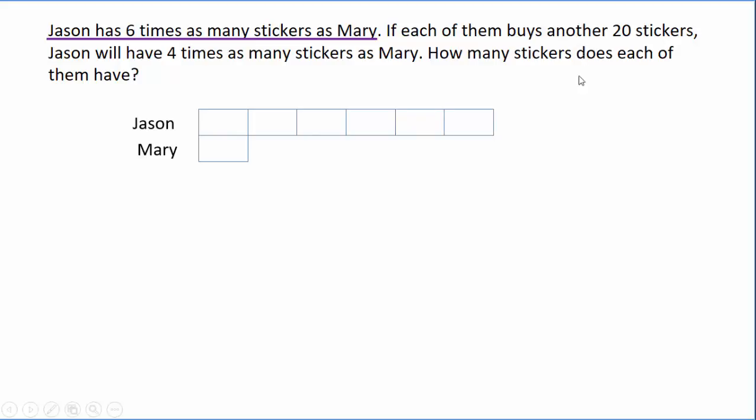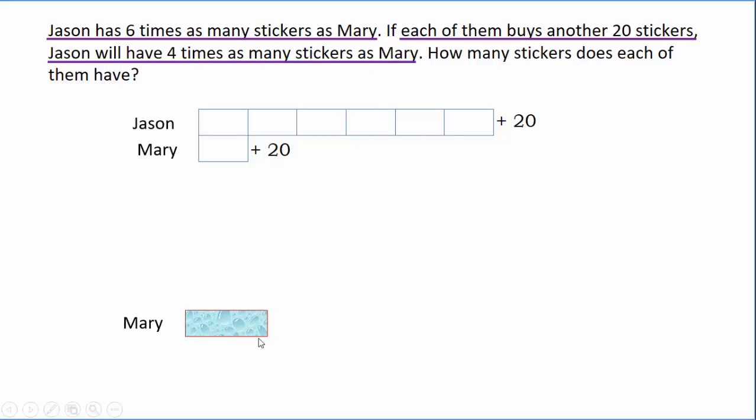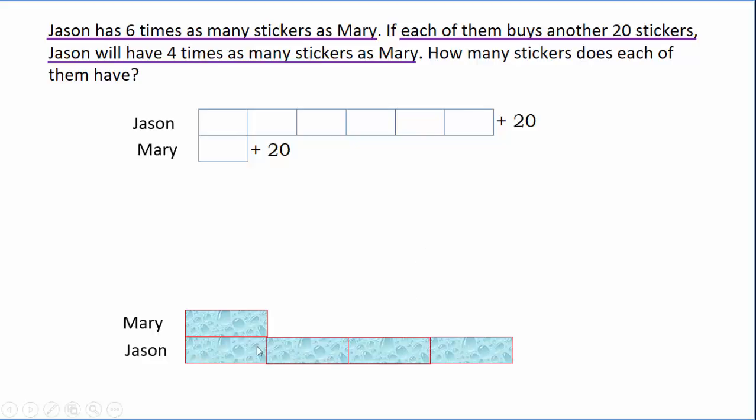Now, if each of them buys another 20 stickers, so Mary buys another 20, so she has got 1 unit plus 20, and Jason also buying another 20. And Jason will have 4 times as many stickers as Mary. Now let's draw that. Again, Mary comes at the end, so Mary is your reference. Let's say this is 1 unit for Mary. Jason would have 4 such units.